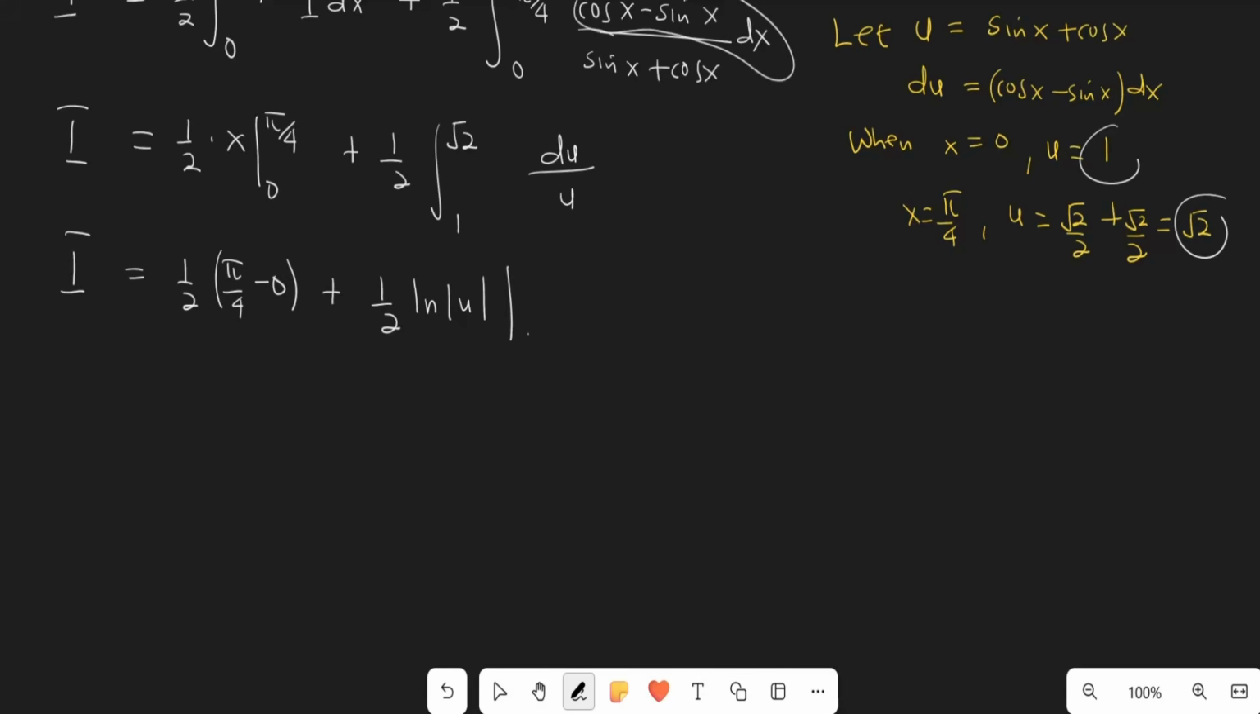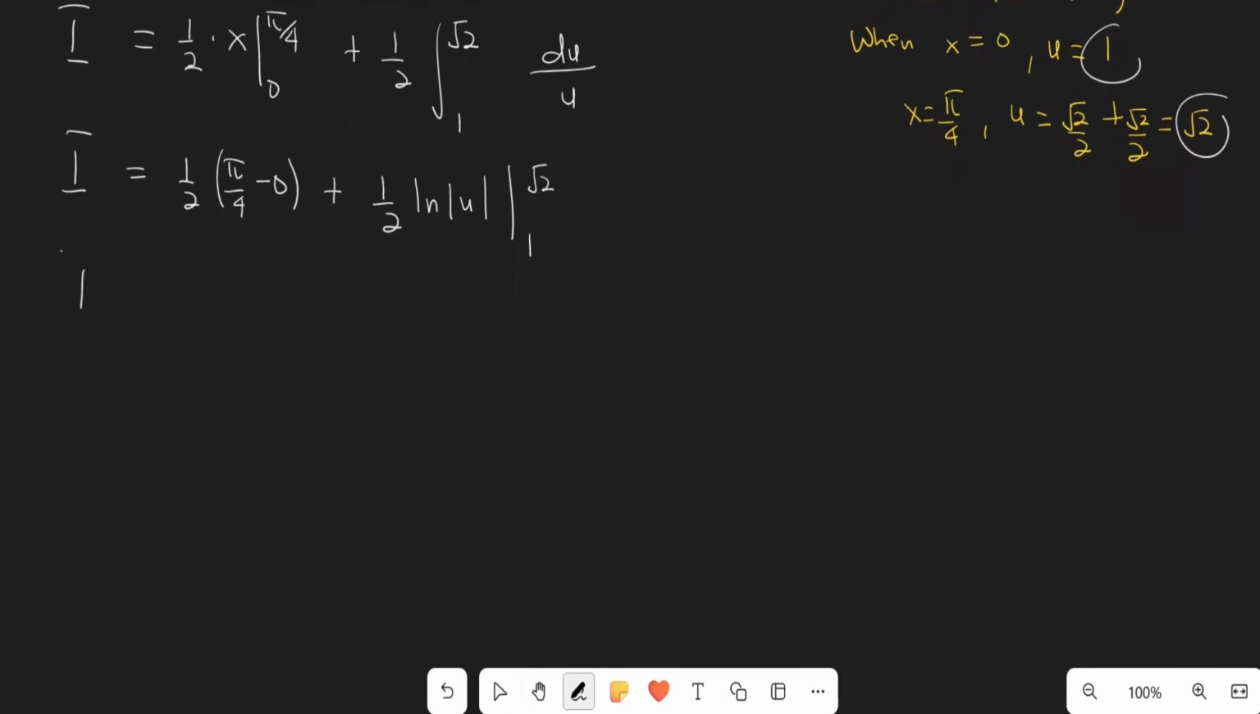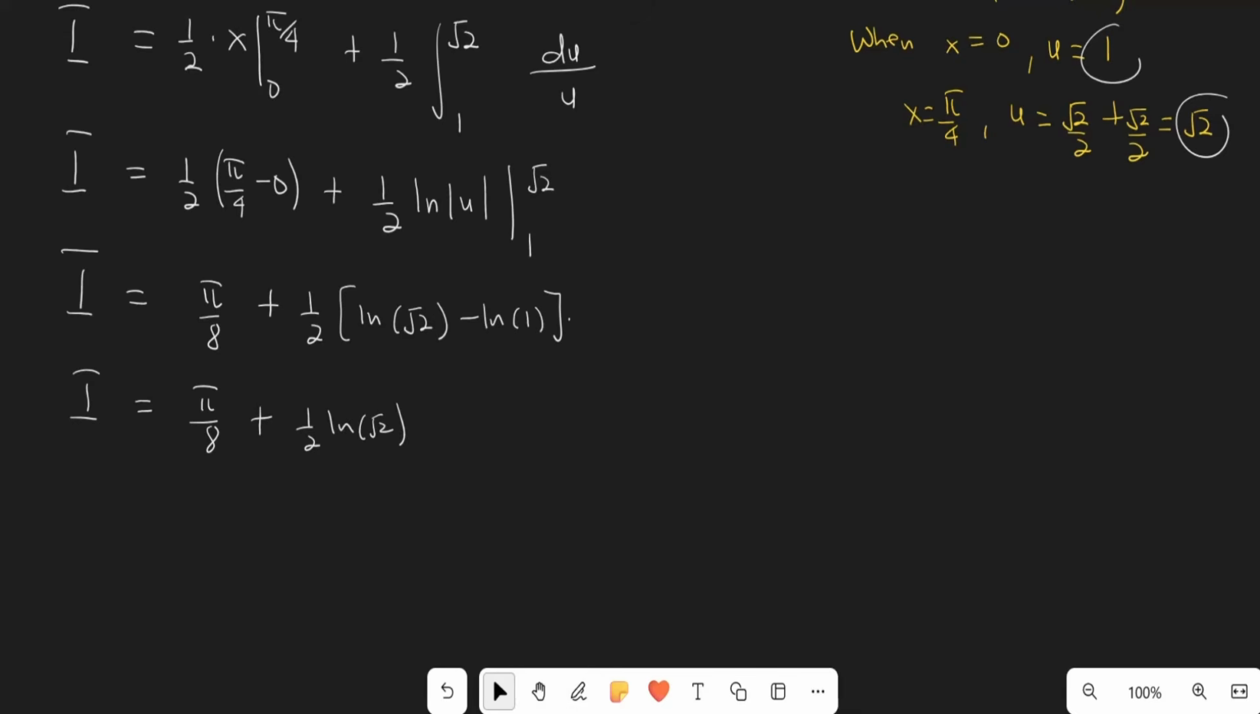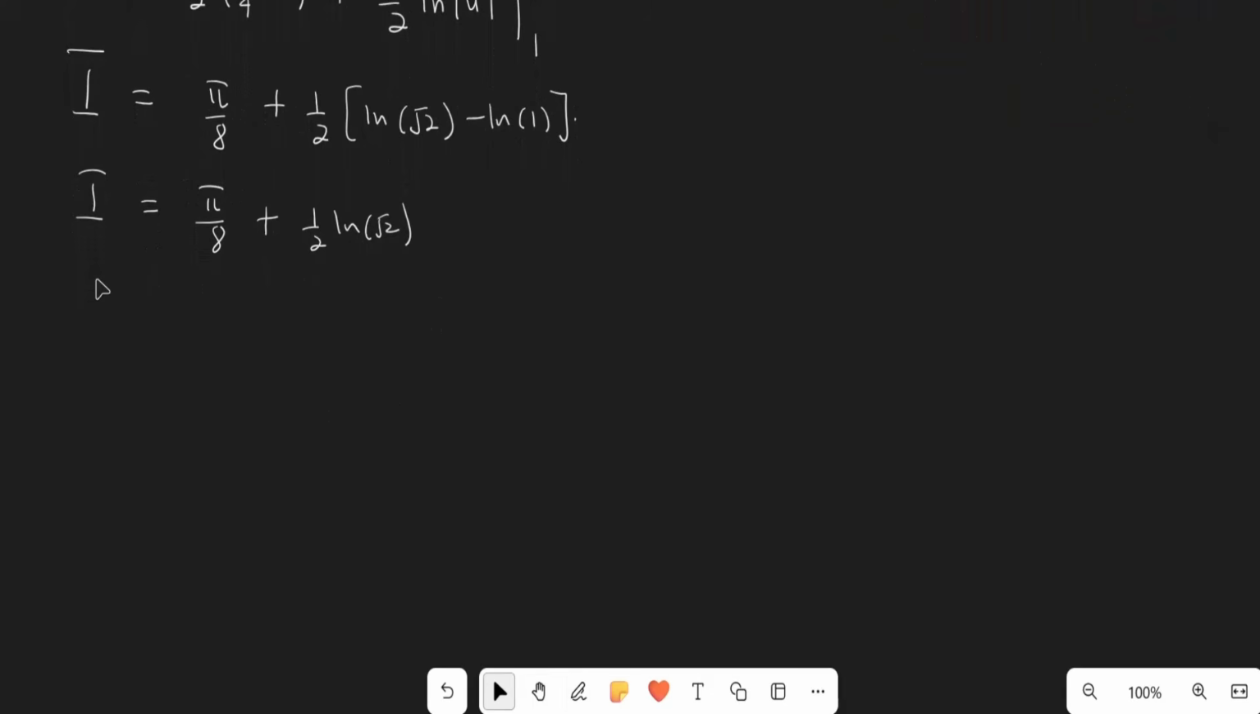Then you put the limits of integration from 1 to the square root of 2. I here is going to be equal to pi over 8, because 1 times pi over 4, and then plus 1/2, you plug in the limit, you are going to have the ln of the square root of 2 minus the ln of 1. So I here is going to be equal to pi over 8 plus 1/2 times the ln of the square root of 2. ln of 1 is 0.